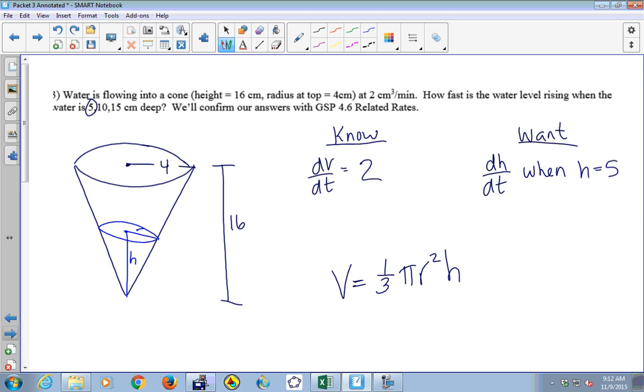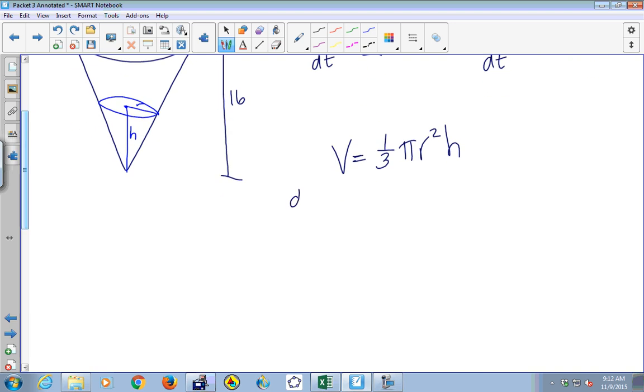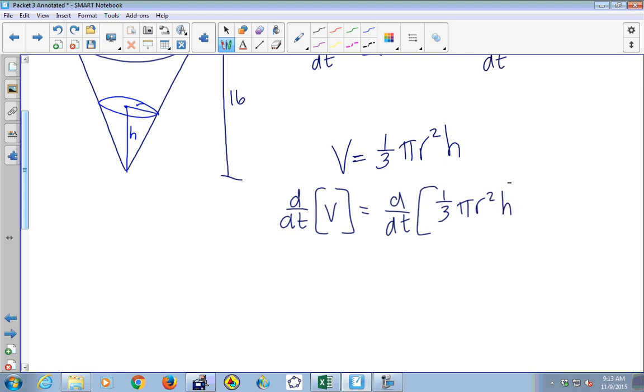Okay, problem is there are no derivatives in that equation, right? So to introduce some derivatives, I'm going to take d dt of both sides. Okay, so I take d dt of both sides. Oh, I kind of don't like that there are two variables on the right, the R and the H. I'm going to have to use the product rule if I want to do that, which I guess is fine. I can do that.